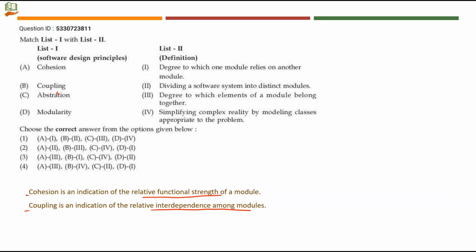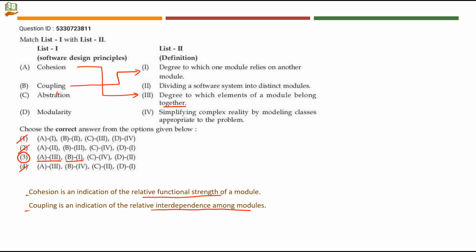Now just find the appropriate definition. Degree to which one module relies on another module. Here 2 modules are involved, so we can map this to coupling. B to 1. It is available only in one option. What about cohesion then? Degree to which elements of a module belong together. It is based on a single module. So we can map A to 3. A3 and B1, so other options can be ruled out. Option number 3 will be the right answer.